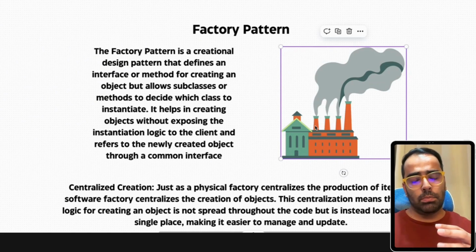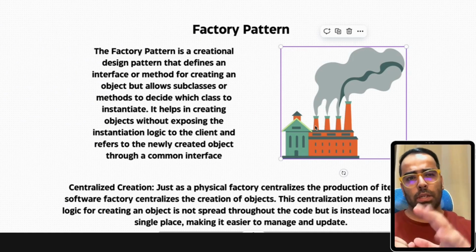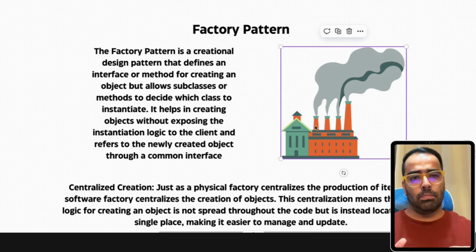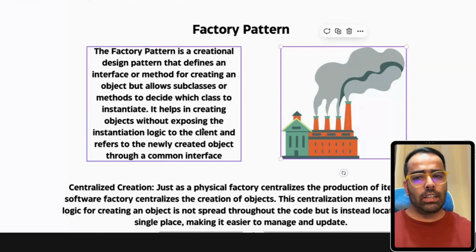But what is being done with the raw material happens at a centralized location, which is not visible to outside people. They see, let's say, that the factory produces a box, so the input is paper and the output is a box, but how that paper is converted to the box is not visible to the clients or to the outer world. In the same way, in the factory pattern, we define an interface or method for creating an object.